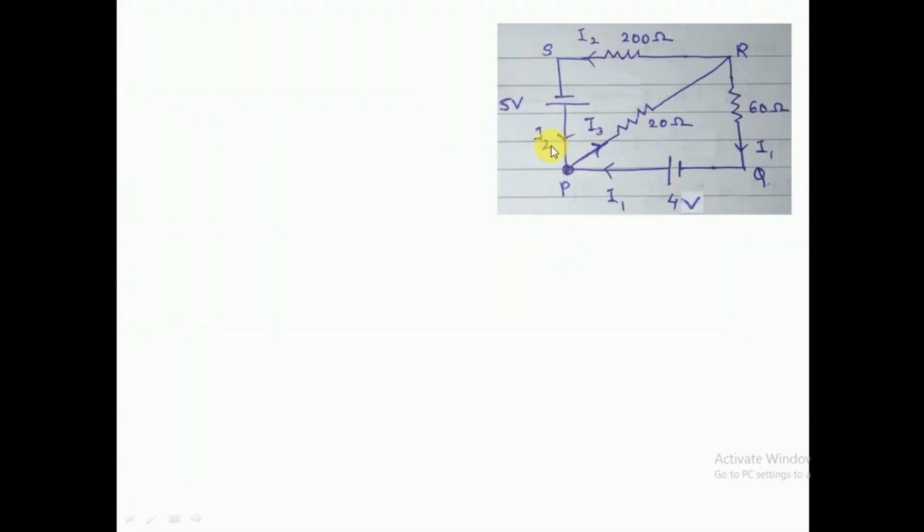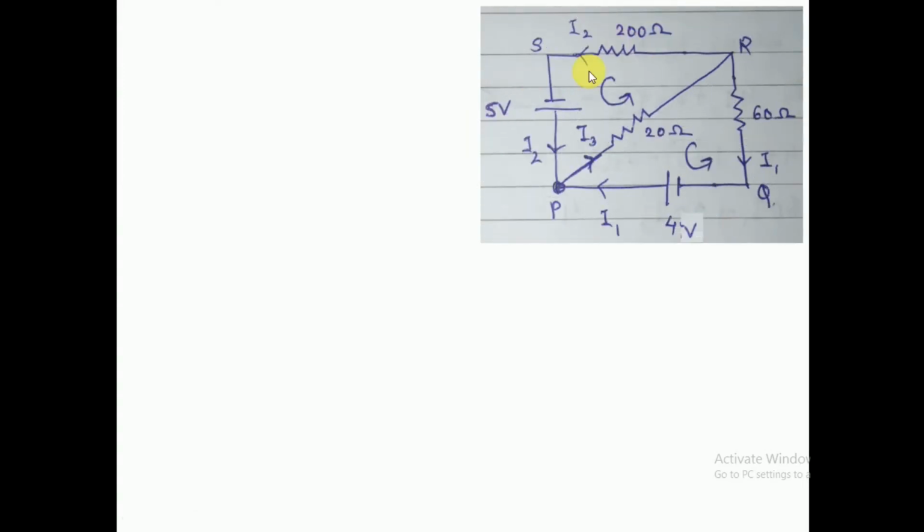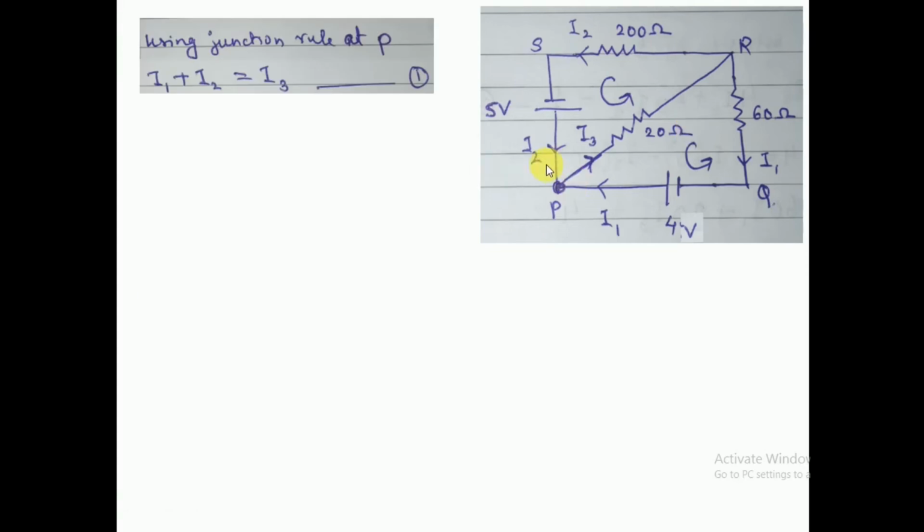Now we'll use Kirchhoff's rule to find the current flowing in this network, that is I1, I2 and I3. As we have three variables, we should get three equations using Kirchhoff's rule, and we'll solve these equations to get the currents. First thing, I'll take the loops. These are my loops, two loops I'm taking. First, I'll use Kirchhoff's current law, KCL.